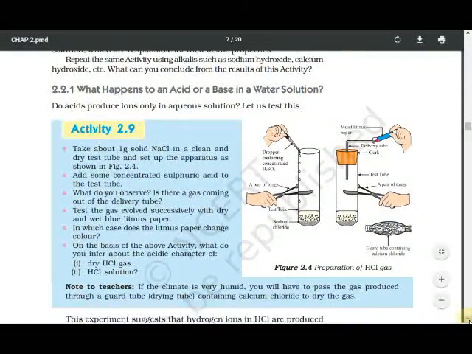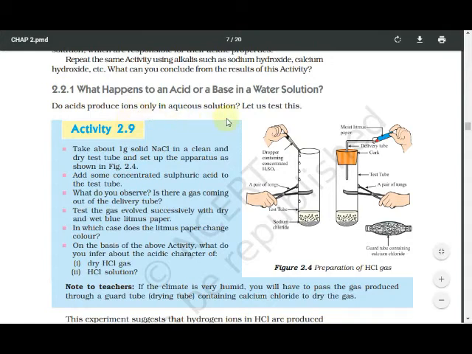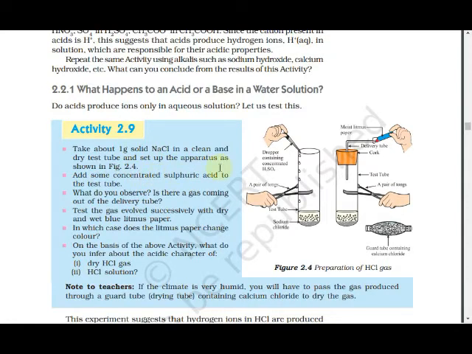What happens to an acid or a base in water solution? Do acids produce ions only in aqueous solution? Let us test this. Here, preparation of HCl gas is given. Take about 1 gram of solid NaCl in a clean and dry test tube and set up the apparatus as shown in figure 2.4. You have to take 1 gram of solid NaCl, common salt, in a clean and dry test tube and set up the apparatus as shown in the figure.